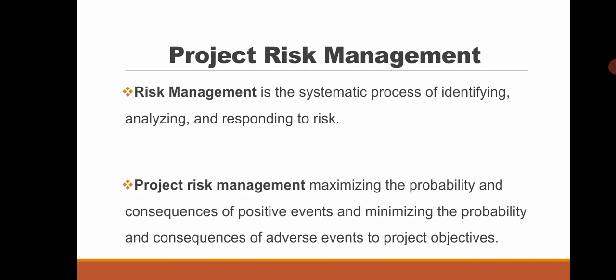Project risk management can be said to be the process of maximizing the probability and consequence of positive events occurring to the project, whilst maintaining the minimum probability and consequence of adverse events occurring to the project objectives. In other words, project risk management is a systematic process of identifying, analyzing, and responding to project risk. So you put in measures to identify possible events that will occur to the project, then you assess the impact, and after the assessment, you decide on which steps to take in order to reduce its impact.